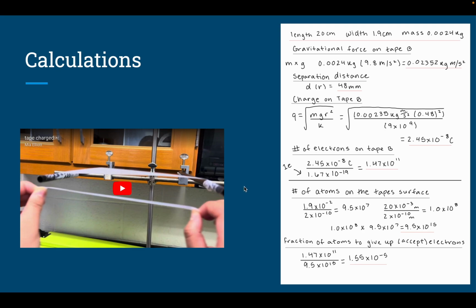We will then determine the number of electrons on tape B and whether there is an excess or a deficiency, taking our charge and dividing that by one elementary charge in coulombs. We know that we have a deficiency in electrons. As we computed the deficient electrons on tape B, we then computed the number of atoms on the surface of the tape and plugged it into the denominator to divide the number of electrons on tape B to determine the fraction of electrons that were given or accepted.